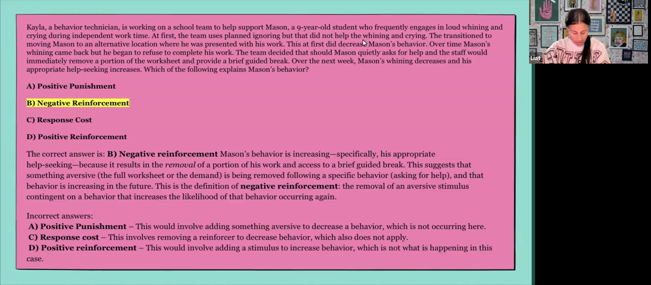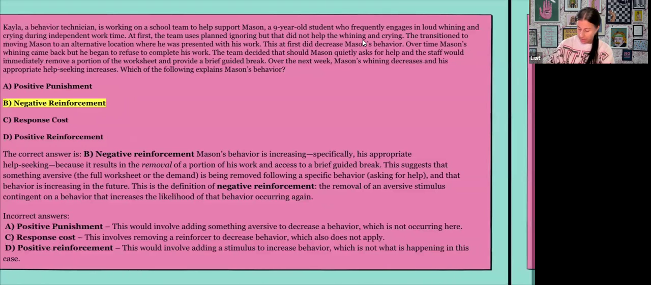Why are the other ones incorrect? It is not positive punishment. This would involve adding something aversive to decrease the behavior, which is not occurring here. It is not response cost. This would involve removing a reinforcer to decrease behavior, which does not apply. And it is not positive reinforcement. This would involve adding a stimulus to increase behavior, which is not happening in this case. All right, here we go to our next question.